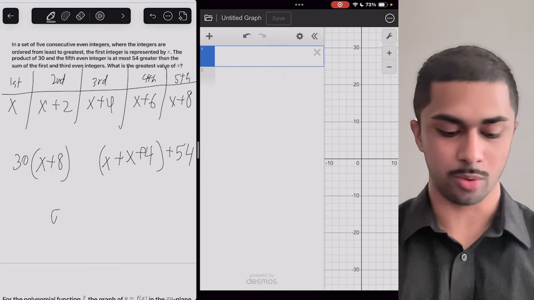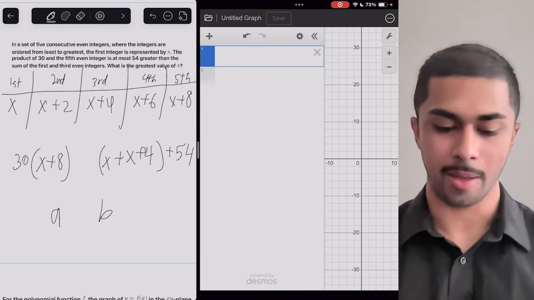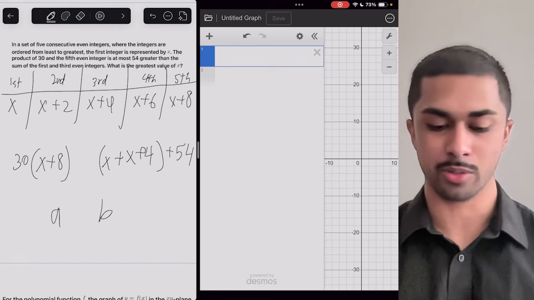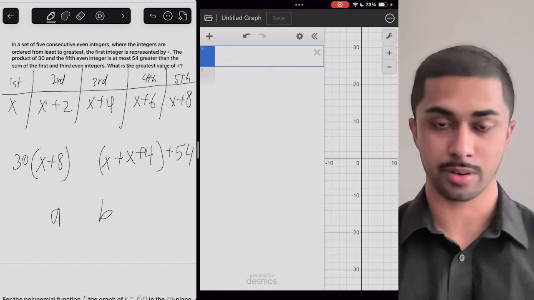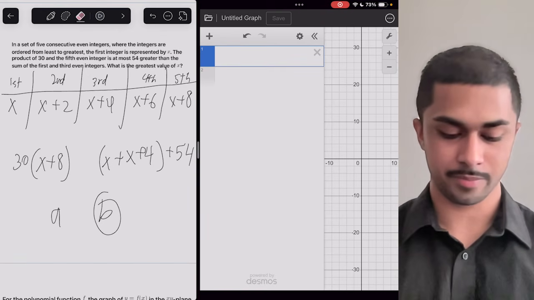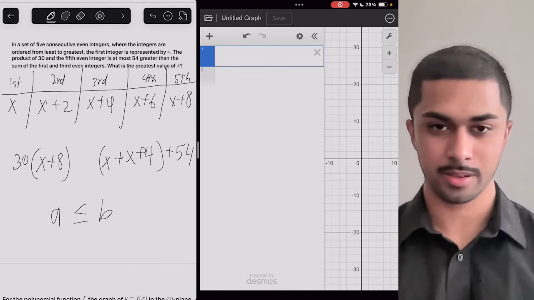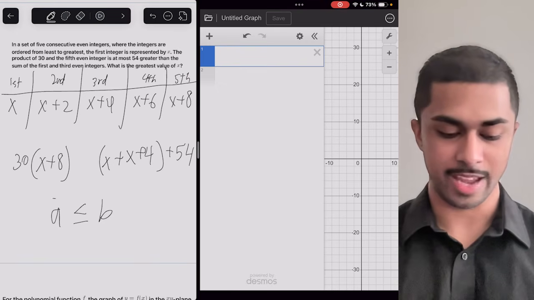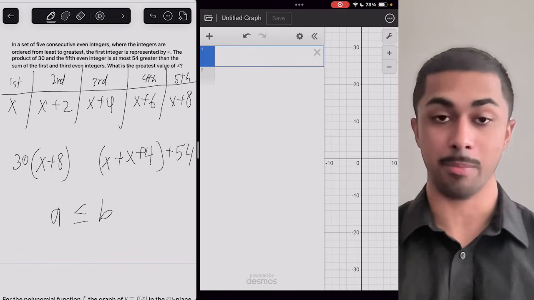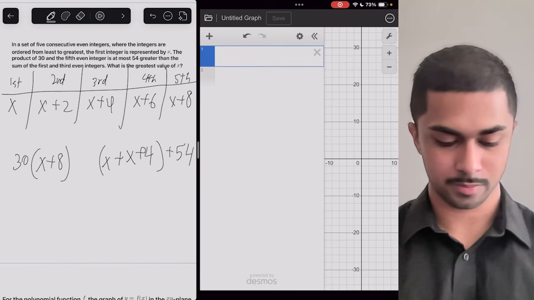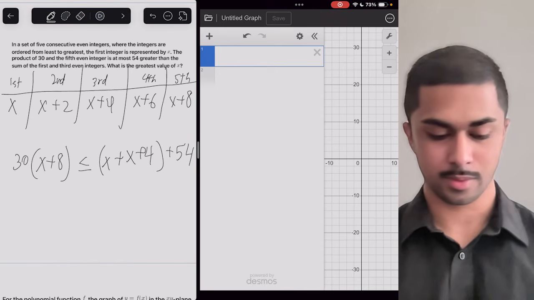If you're having trouble understanding what at most means, just play it out. So let's say A is at most B. Which one is bigger? B. A has to be equal to or less than B, because A cannot be bigger than B. It's at most B. Okay.